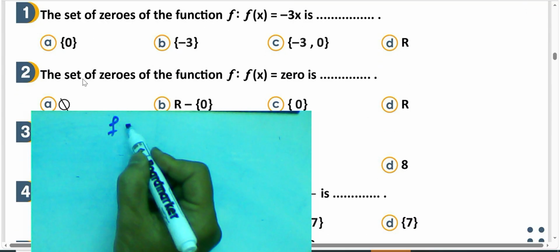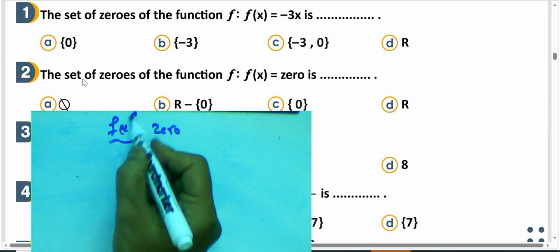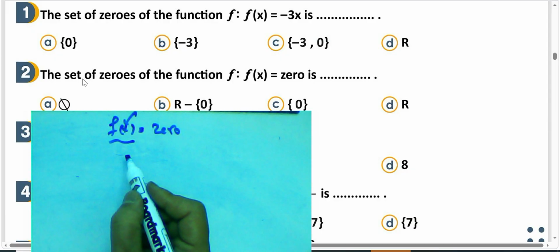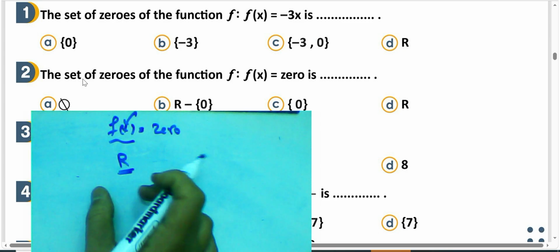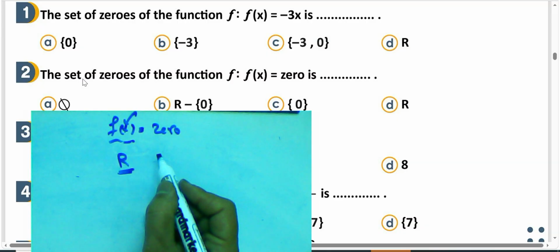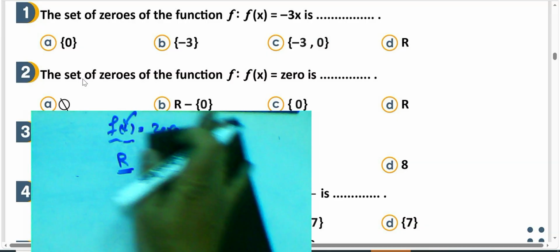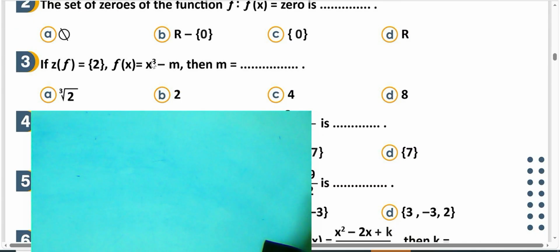The set of zeros of the function f of x equals 0. It will be real numbers. Any number put here, the value will be 0. Then x belongs to real numbers. The solution set will be R, because any number put here, the value will be 0. Choose letter D, real numbers. Okay.